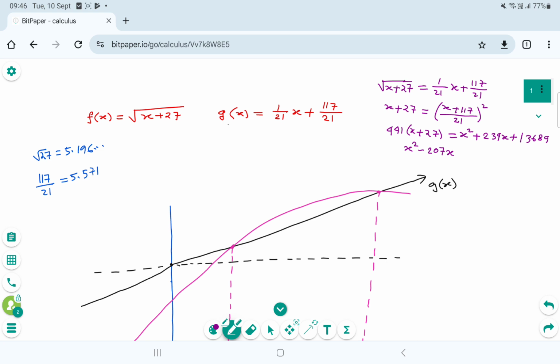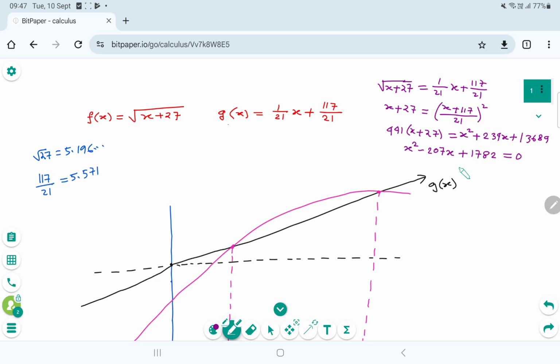13689 minus 441 into 27. So we are getting plus 1782 equals 0. As you told me, 9 will be a solution. So 81 minus 207 into 9. Yeah, 9 is a solution. The 9 will be one solution for this. Now, what will be the other solution?